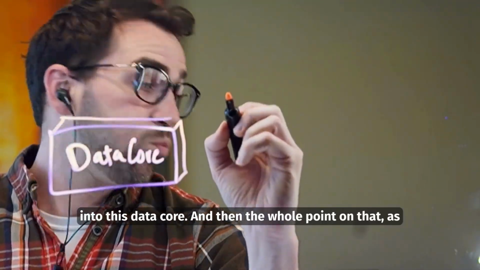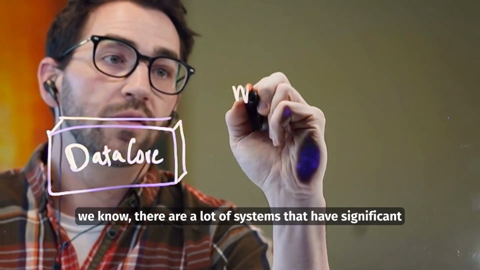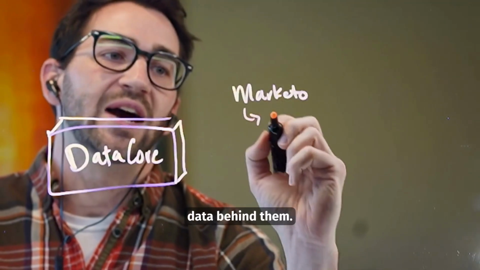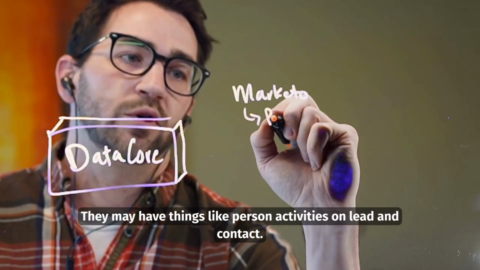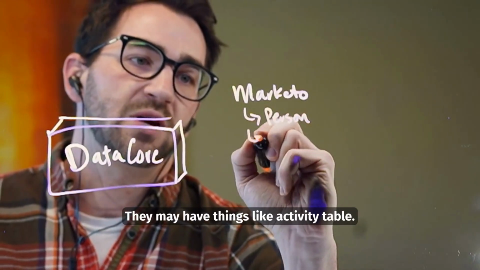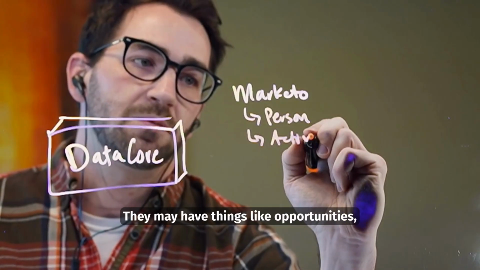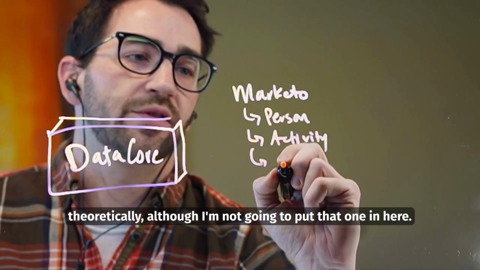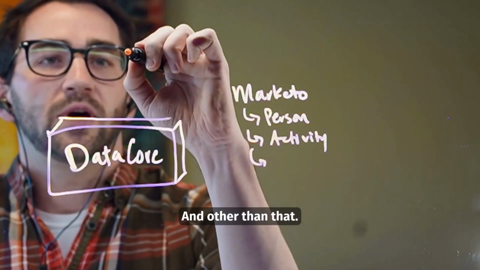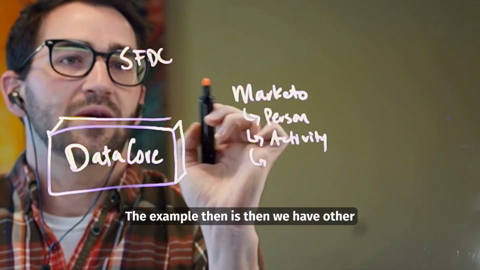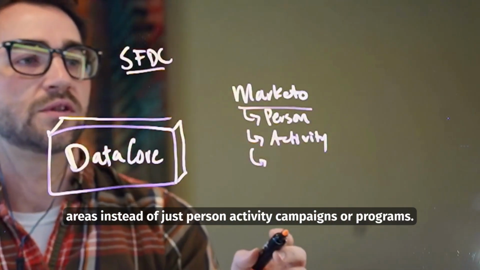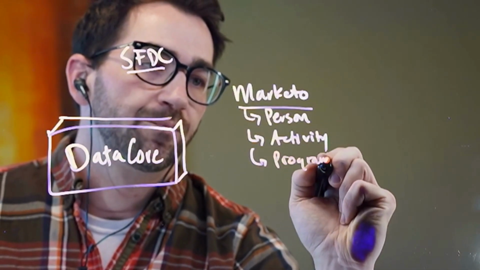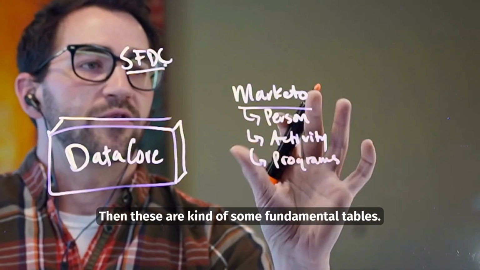And then the whole point on that, as we know, is that there are a lot of systems that have significant data behind them. They may have things like person activities on lead and contact. They may have things like an activity table. They may have things like opportunities, theoretically, although I'm not going to put that one in here. Other than that, the example is we have other areas, like campaigns or programs. I'll go with programs here. Then these are some fundamental tables.